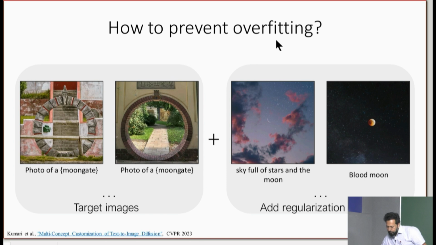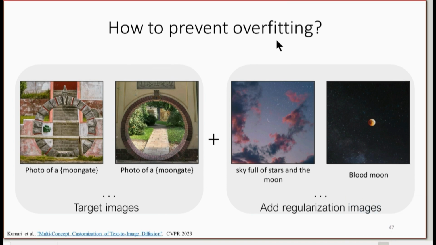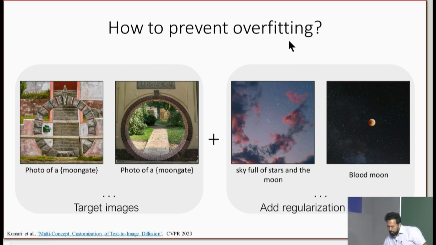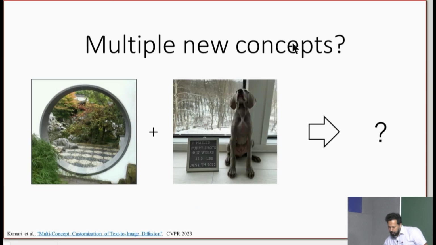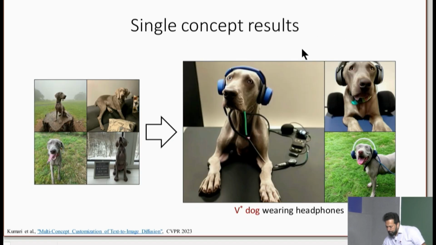So yeah, these are again, they do some regularization and so on. I am not really sure about how they regularize these things to prevent overfitting. So these are all, I guess, personalized concepts. Again, these are all part of the same thing. Given a set of pictures, can you do something else? Given a set of dog images, can you put a headphone there?